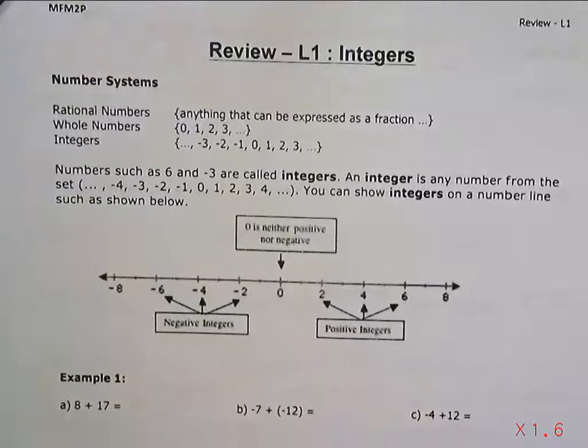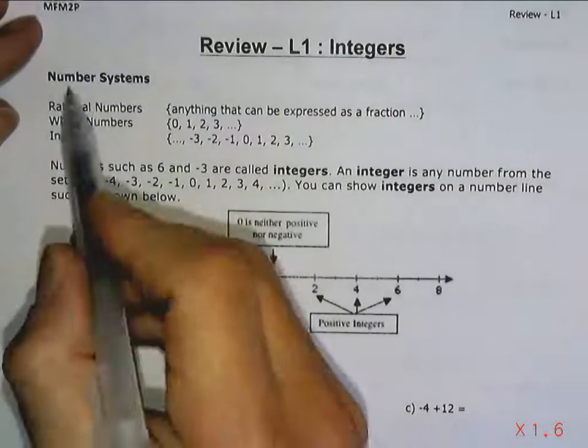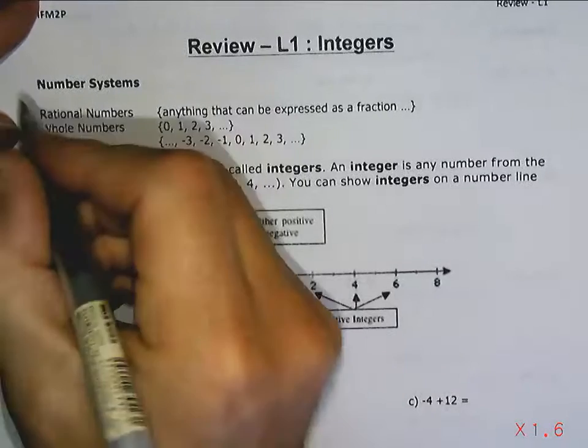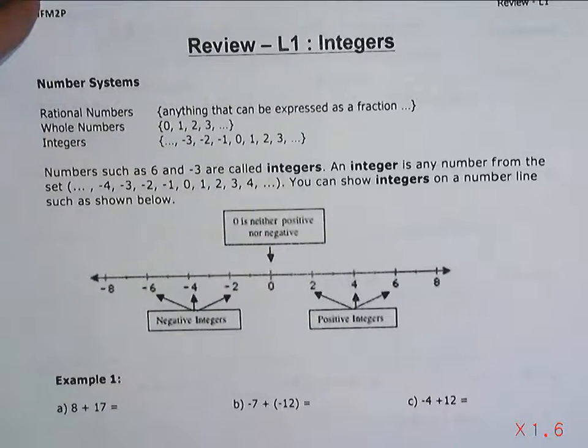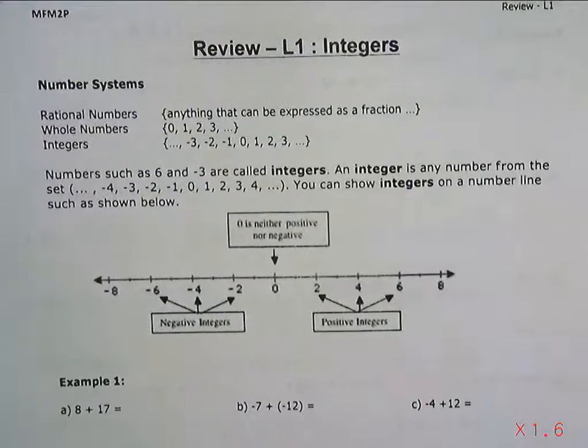Welcome, ladies and gentlemen, and today we're going to be talking about review of integers a little bit more. I'd like to start off by talking about number systems. There are three number systems that you need to be aware of at the moment. The first one is the rational numbers. The second one is the whole numbers. And the third one are the integers.